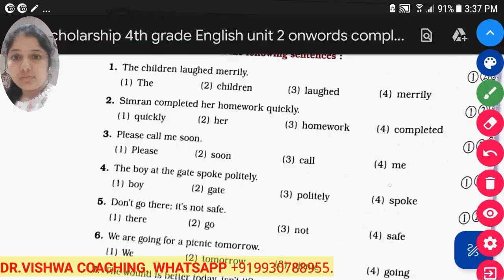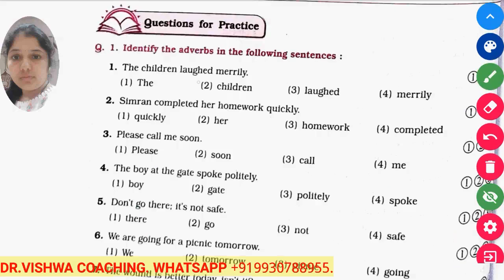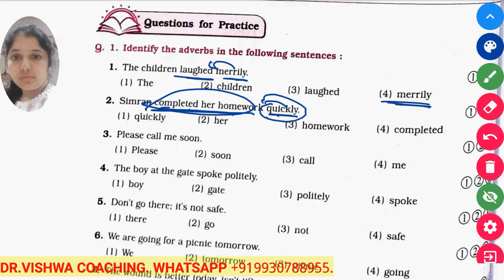The children laughed merrily. Now here the laughing action is going on and merrily describes it more. That's why merrily is the adverb here. Simran completed her homework quickly. Now completion of homework is the action, and which word describes it more? So quickly describes it more. So option number 1 is the correct option here. Okay.